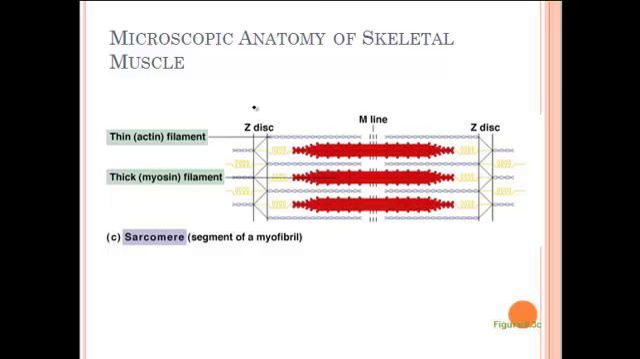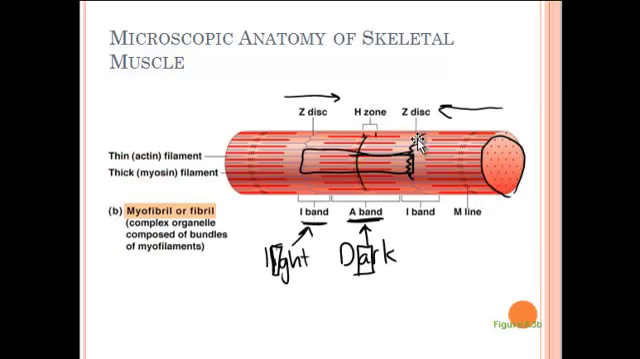What a sarcomere is, it's a section of a myofibril from one Z disc to the next Z disc. So if we go back to this previous slide, we're looking at a section from here to here, and then the next sarcomere would go from this area over to the next Z disc, which we can't see. So a myofibril is made up of all these little sections called sarcomeres, all packaged right next to each other, the length of the sarcomere.